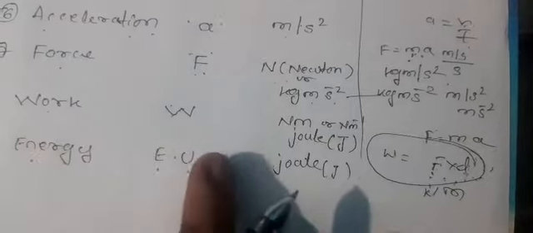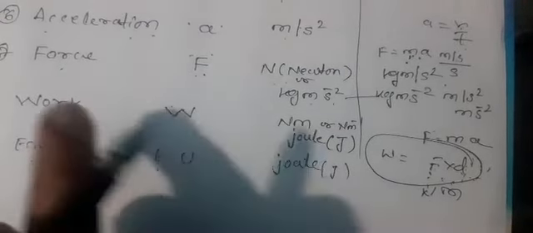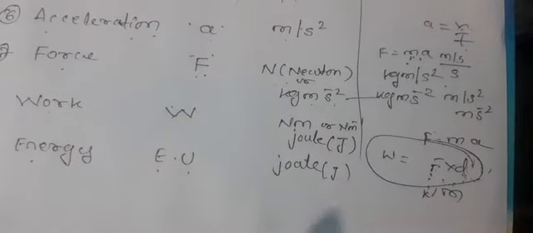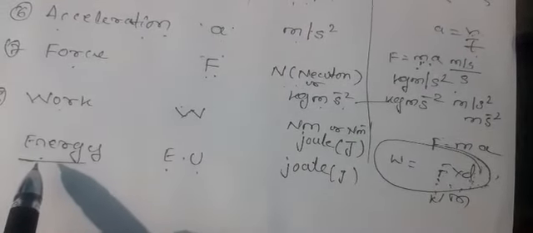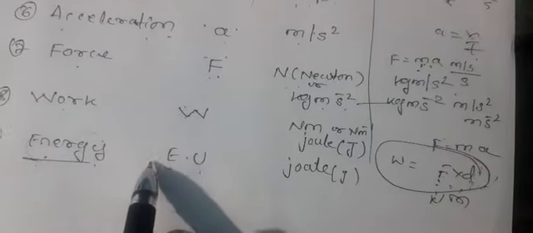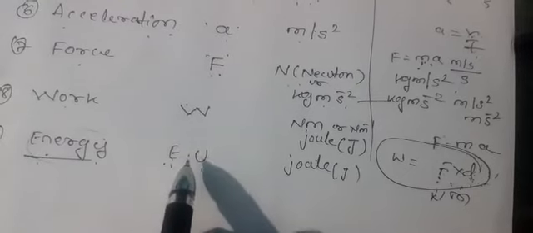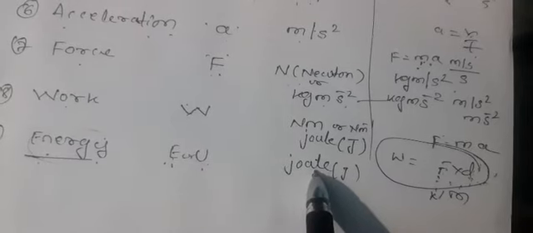The meaning of energy is the capacity to do work. The unit of work done is Newton meter or joule. Energy means the capacity to do work. It is represented by the symbol capital E or capital U, and the unit of energy is joule.